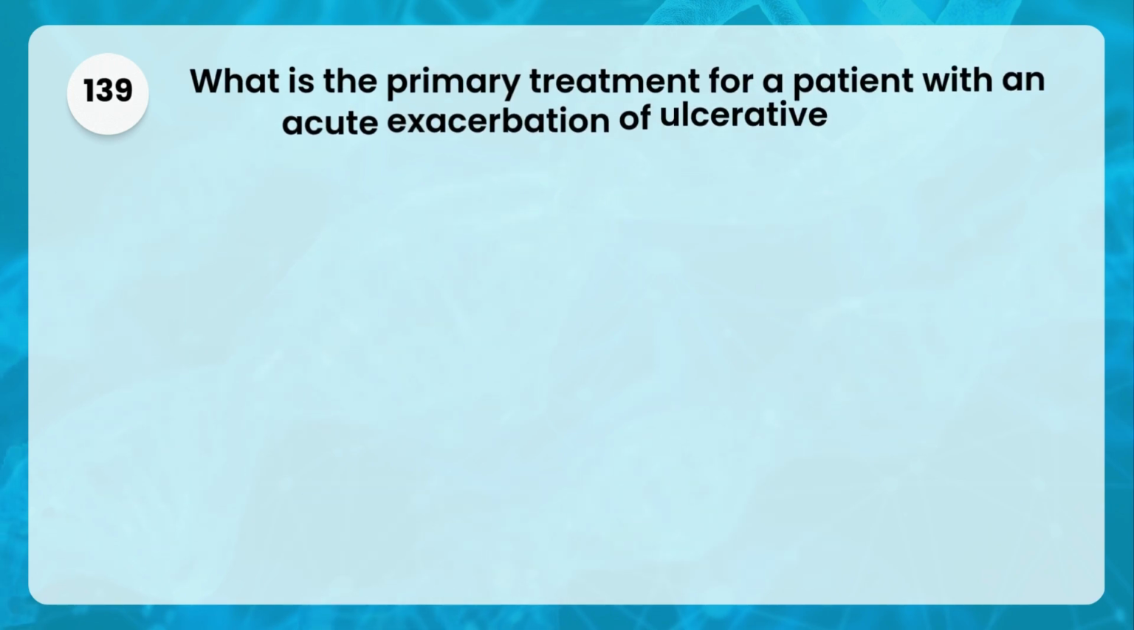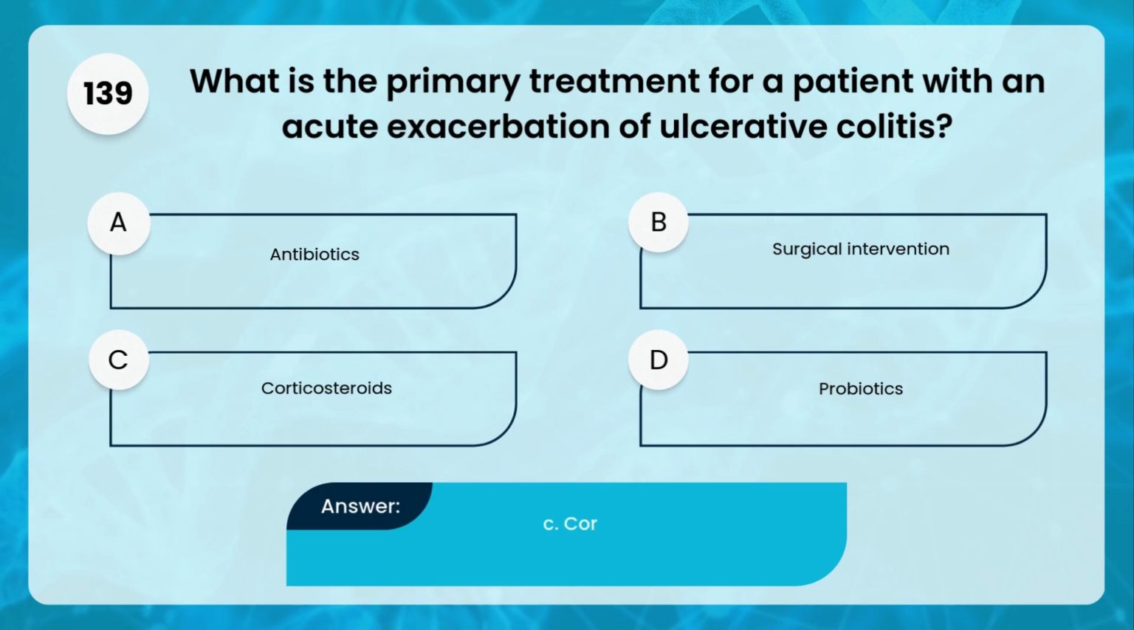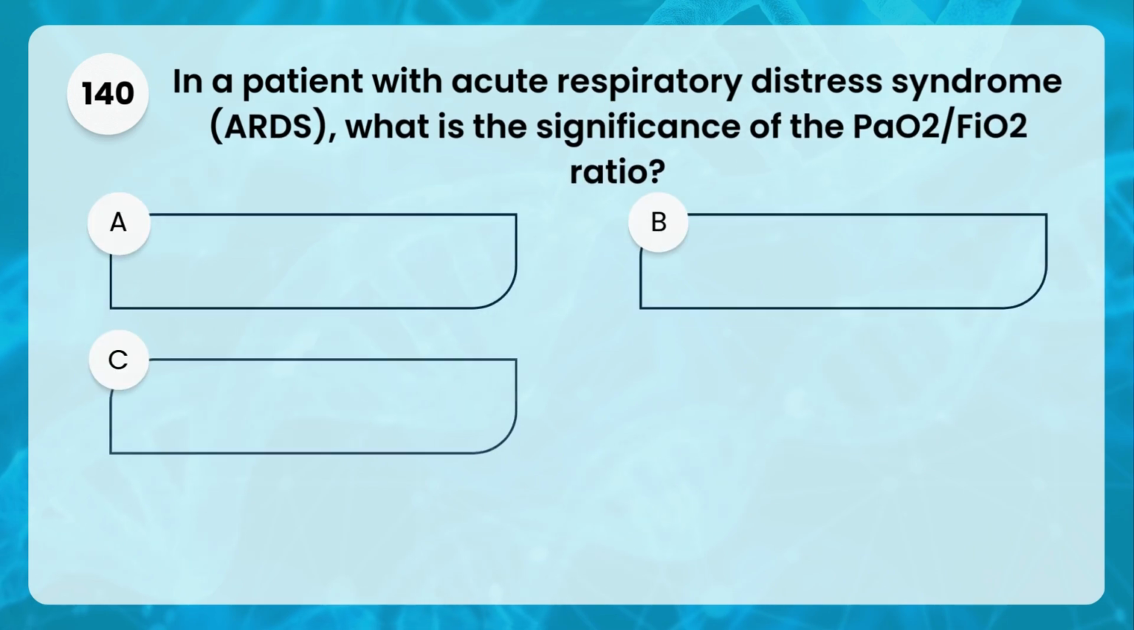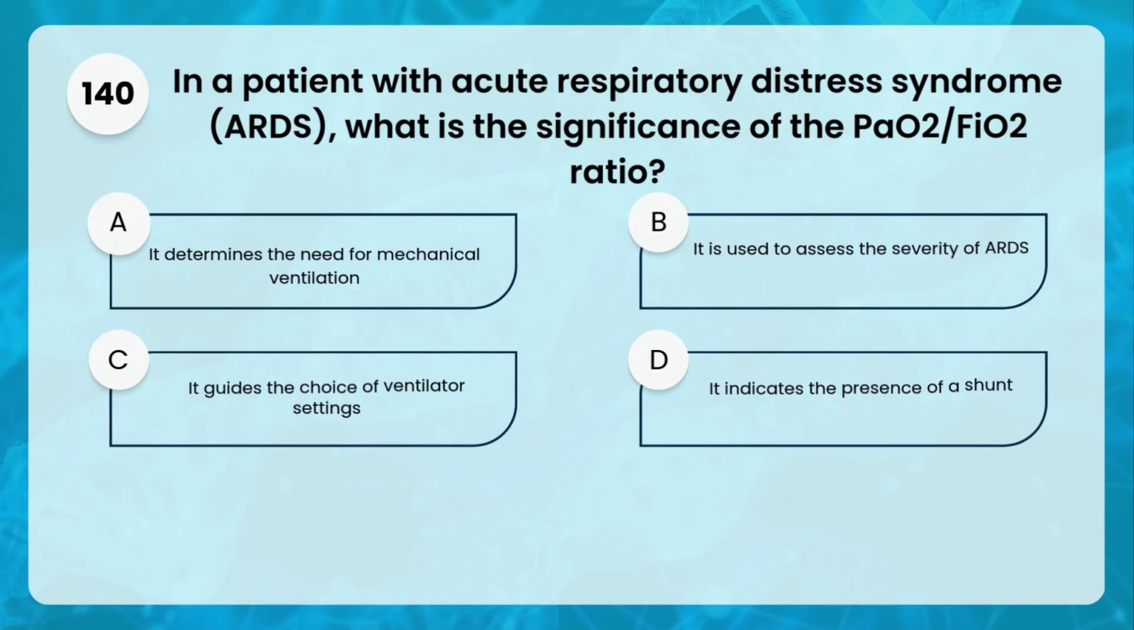139. What is the primary treatment for a patient with an acute exacerbation of ulcerative colitis? A. Antibiotics. B. Surgical intervention. C. Corticosteroids. D. Probiotics. The answer is C. Corticosteroids.